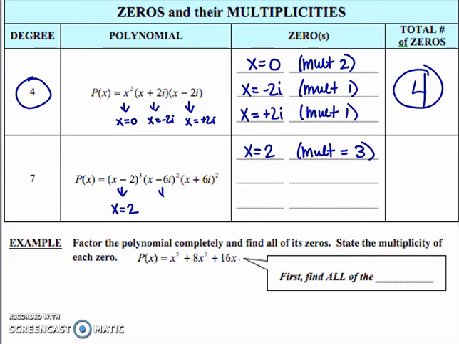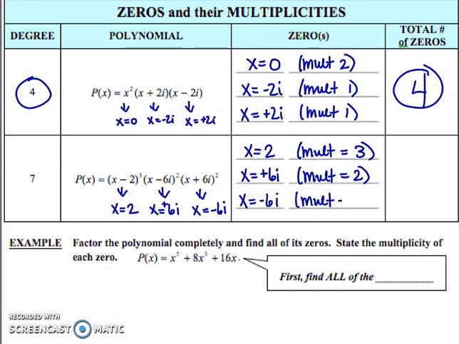The x minus 6i factor gives us a solution of x equals positive 6i. And because it's squared, this 0 has a multiplicity equal to 2. And then the 3rd factor, x plus 6i, gives us a solution of negative 6i if we set it equal to 0. And since that factor is squared, that also has a multiplicity equal to 2. So if we count all these up, 1, 2, 3, 4, 5, 6, 7. So once again, the degree of our polynomial and the total number of zeros that we have match.